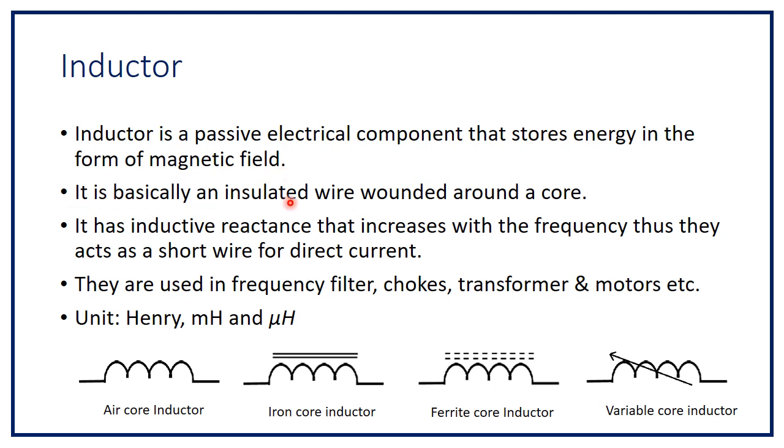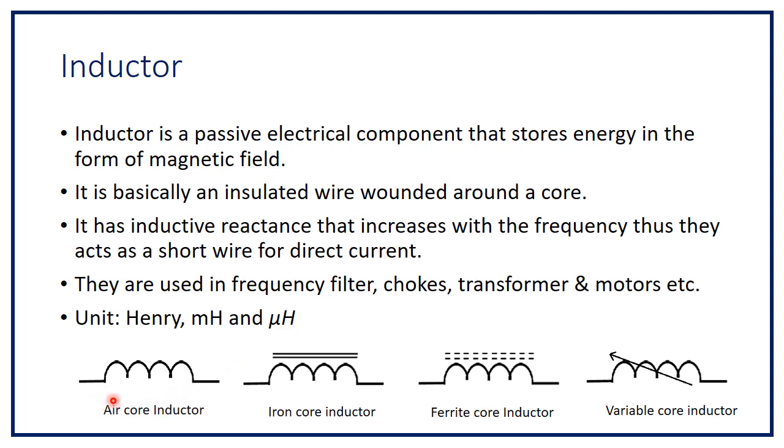It is basically insulated wire wound around a core. It has inductive reactance that increases with the frequency. Thus, they act as a short circuit for direct current. So we can say an inductor passes DC and blocks AC. They are used in frequency filters, chokes, transformers and motors. An inductor is basically measured in Henry, millihenry and microhenry.